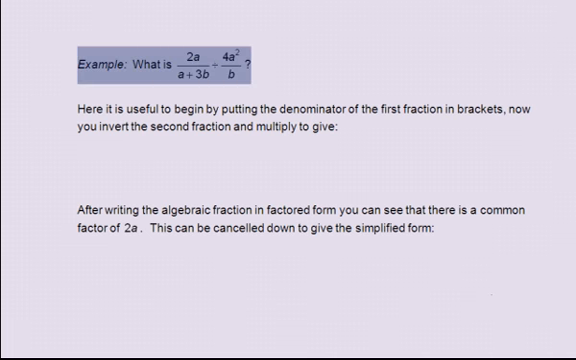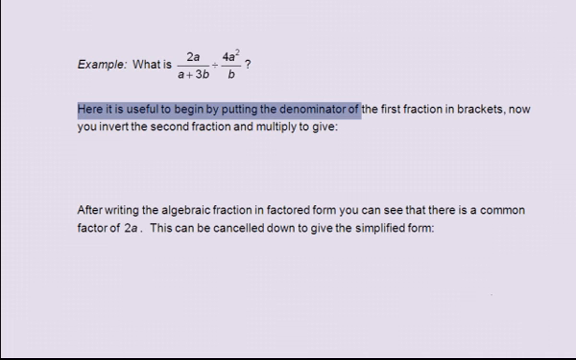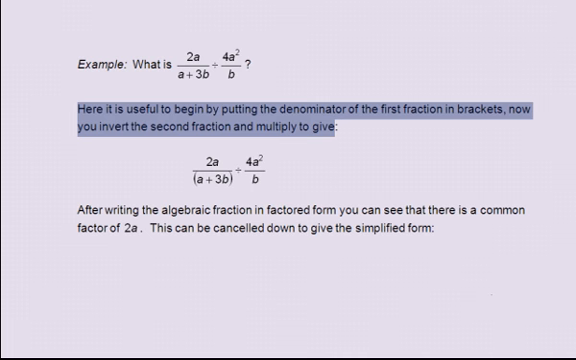What is 2a over (a plus 3b) divided by 4a squared over b? Here it is useful to begin by putting the denominator of the first fraction in brackets. Now you invert the second fraction and multiply to give 2a over (a plus 3b) in brackets multiplied by b over 4a squared, which equals 2ab divided by 4a squared multiplied by (a plus 3b) in brackets.